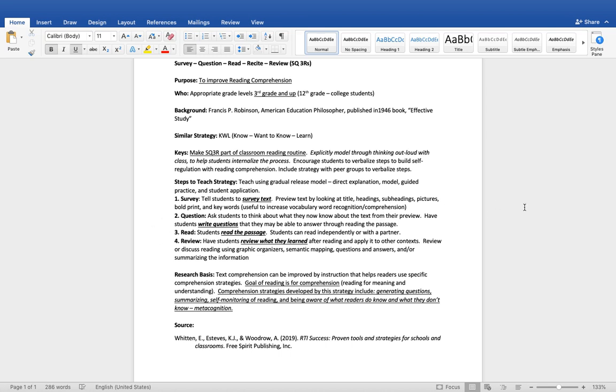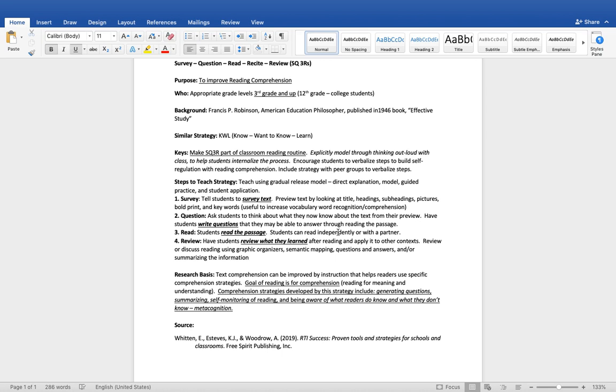The next step is question. Ask students to think about what they know about the text from their preview. Have students write questions. You can discuss as a class. They can work with peers to discuss and write questions that they may be able to answer throughout reading the passage. Again, you might want to supply examples and supply important handouts for students to follow this process to guide them.